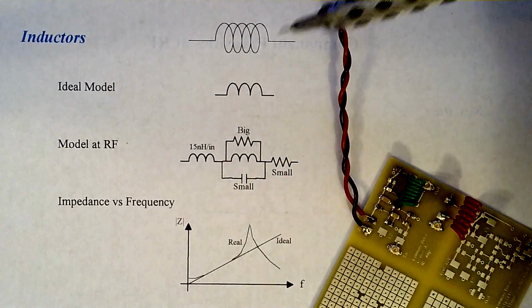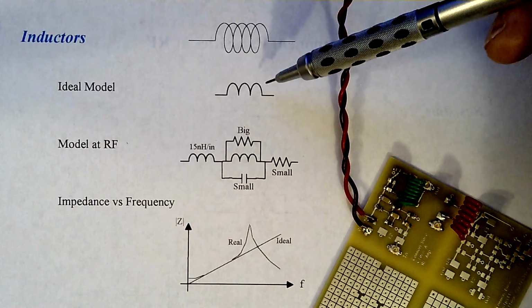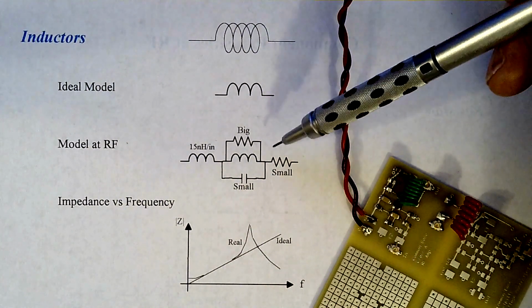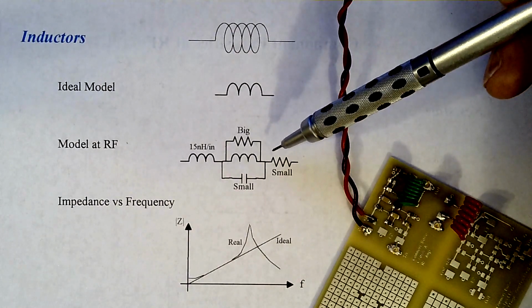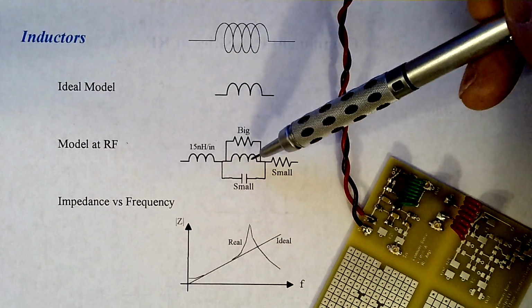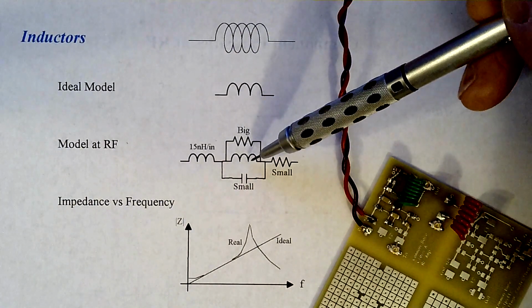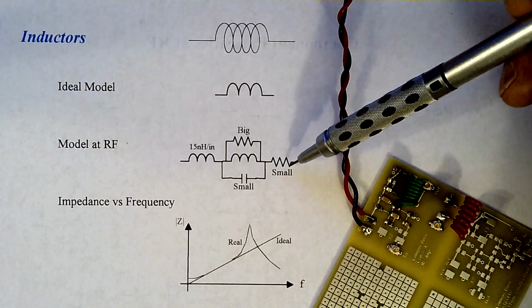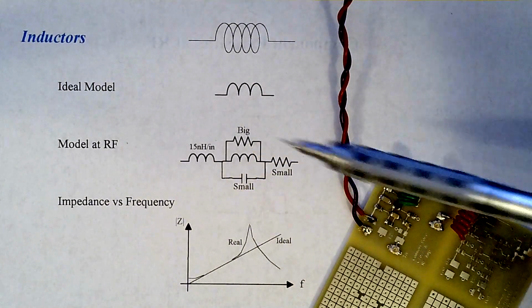Inductors. Structure looks like this. The model for a schematic, we may draw it like this. But the model at RF is very complicated. There is some series inductance involved, but since it's an inductor, we can forgive that. The trouble is there's parallel capacitance as well and resistances. Now this model is quite involved.